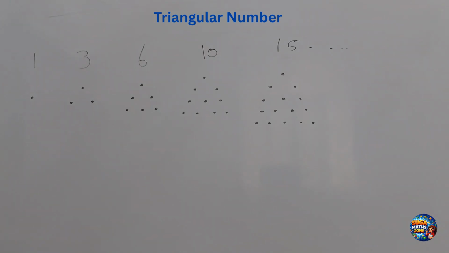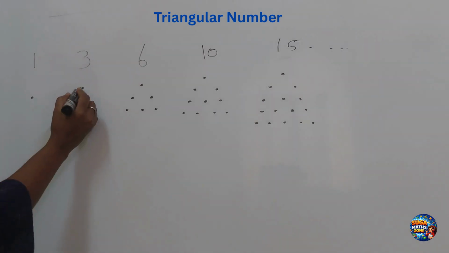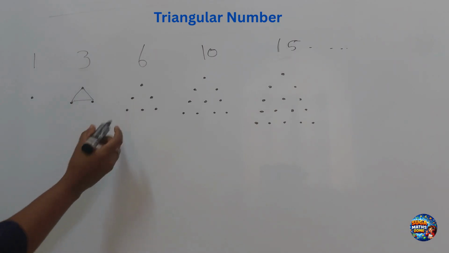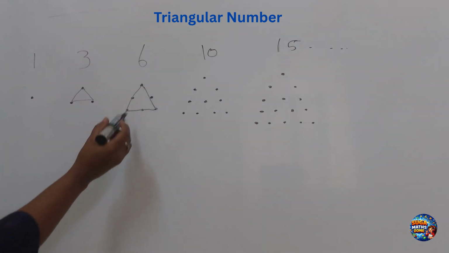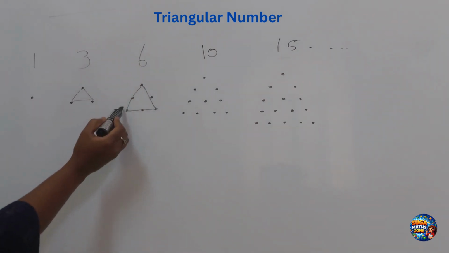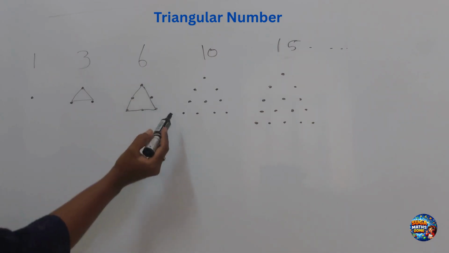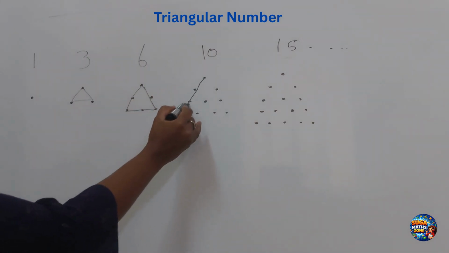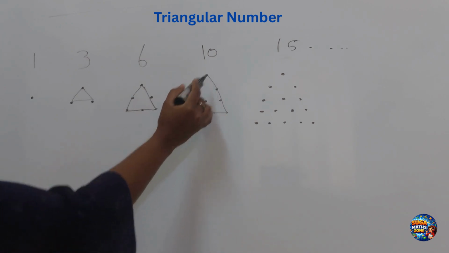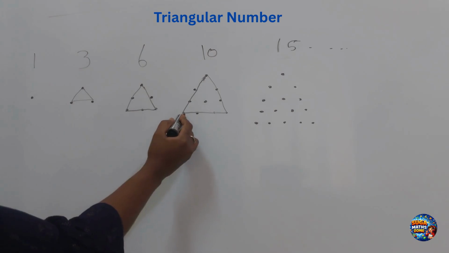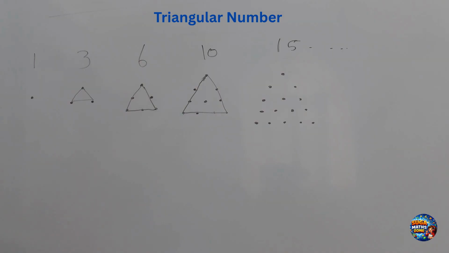This is the equilateral triangle. Equilateral triangle means each side of the triangle is equal. So here you can see that this side is 3 dots, this side is also 3 dots, and this side also 3 dots. Here it's 10. This is also an equilateral triangle: 1 dot, 2, 3, 4 on this side, and here 1, 2, 3, 4, and here also 1, 2, 3, 4.